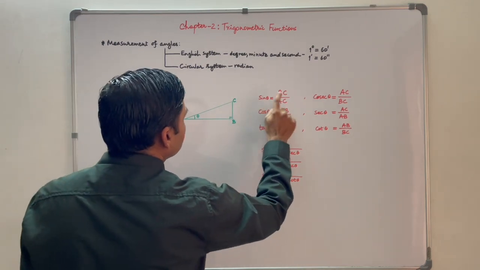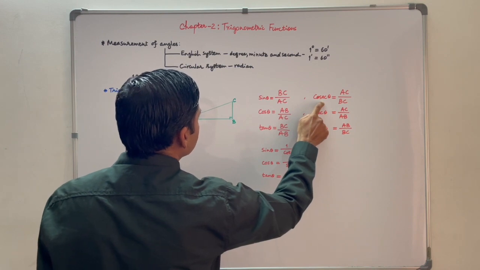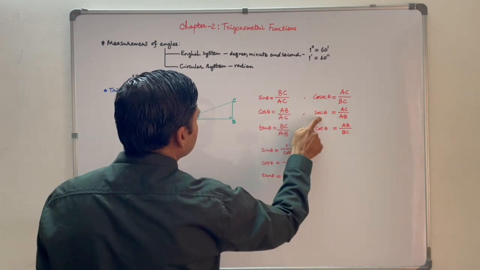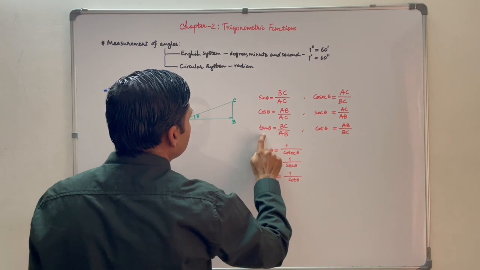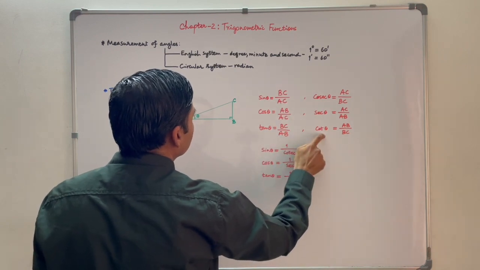Also, sin theta and cosec theta are opposite to each other. Cos theta and sec theta are opposite to each other. Tan theta and cot theta are opposite to each other.